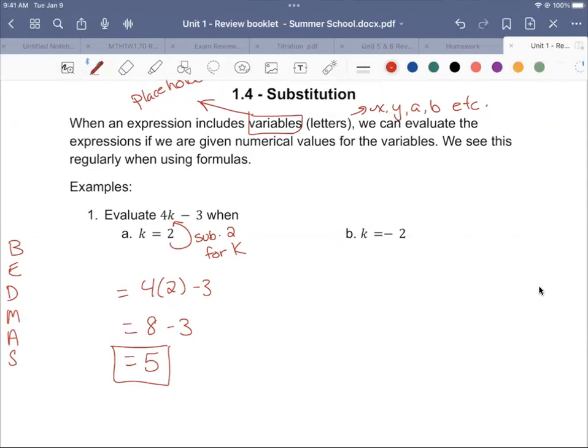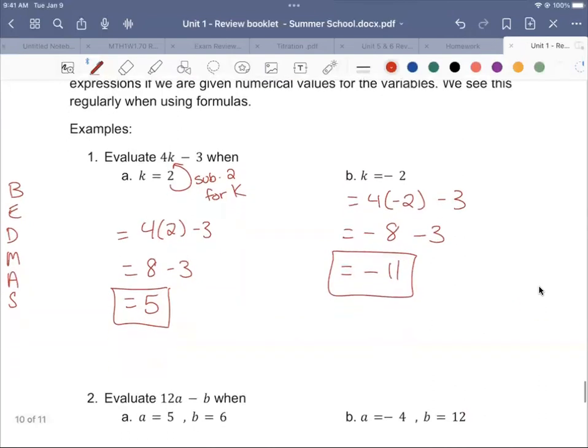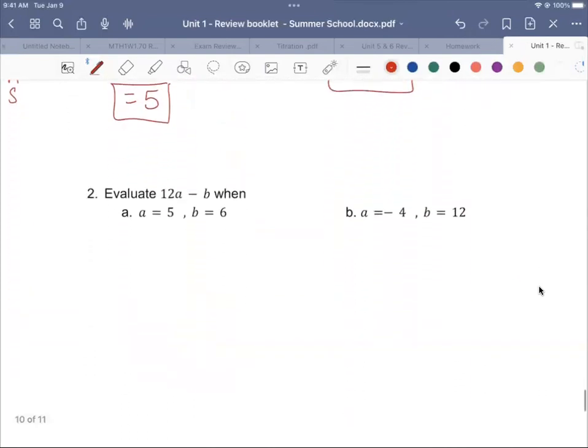Now, if k is equal to negative 2, I would do the same thing: replace my k with negative 2, or substitute my k for negative 2, minus 3. Again, multiplication comes first because of BEDMAS. 4 times negative 2 is negative 8 minus 3. Now I'm going to do my subtraction. 8 plus 3 is 11, and it's negative because they're both negative. So I will get negative 8 minus 3 is equal to negative 11.